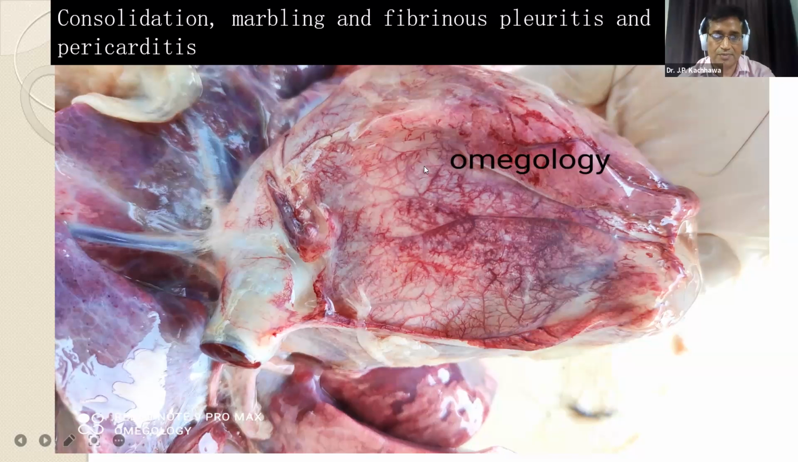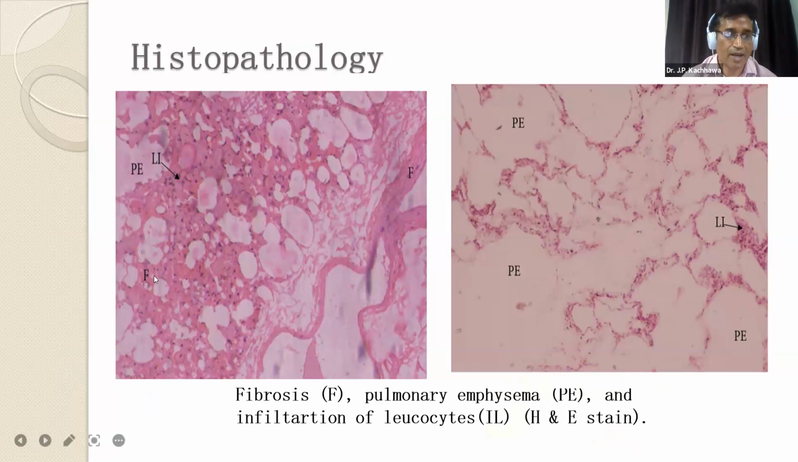Here is the congestion of the pericardium. The fibrosis in the lungs, and here it is the infiltration of the leukocytes that we can see in the blue dots, and here is the pulmonary emphysema. The alveoli have become widened, and are flooded with fluid. In this photograph, we can also see these conditions: infiltration of the leukocytes and pulmonary emphysema.